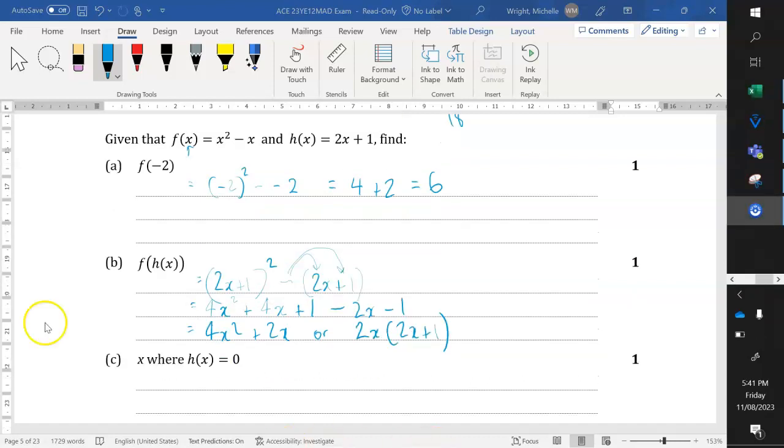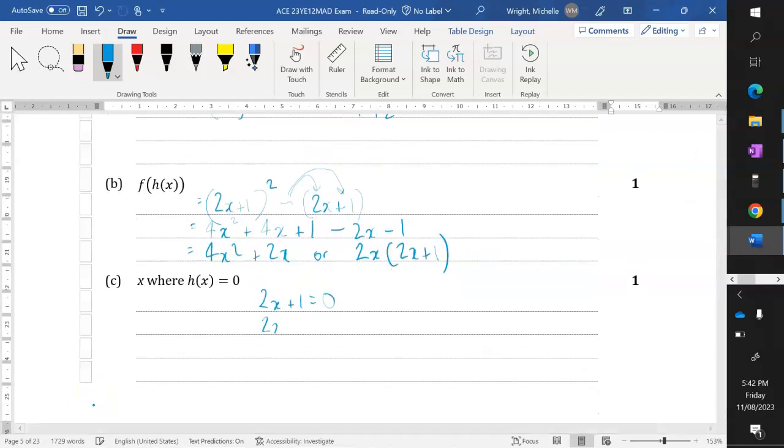This next part was done quite well. Find x where h of x is equal to 0. Well, if we let h of x equal to 0, that's 2x plus 1 is 0, and we just need to solve for x in that case. So 2x is minus 1, and x is minus 1/2 to get your mark.